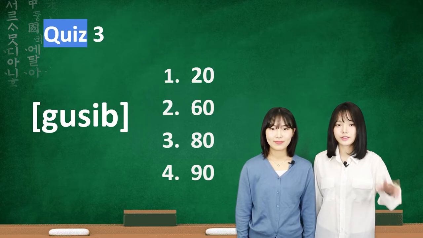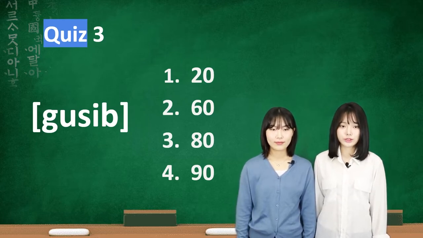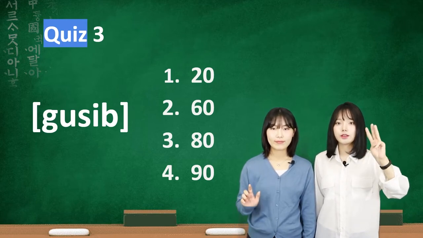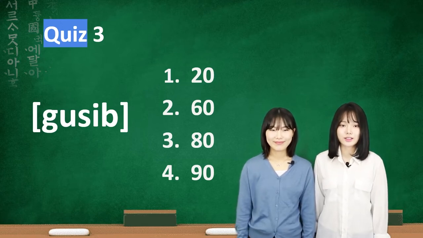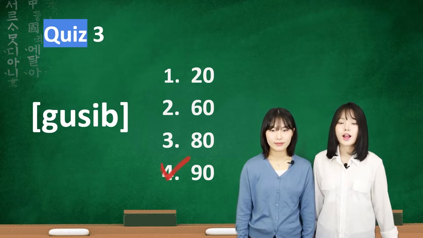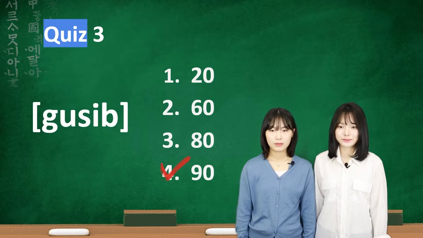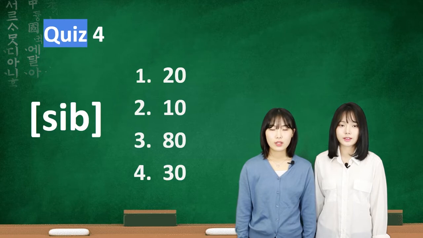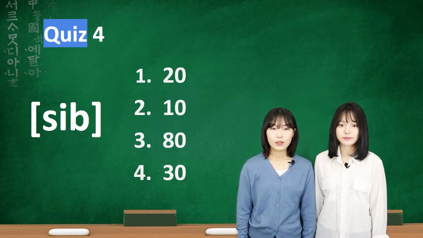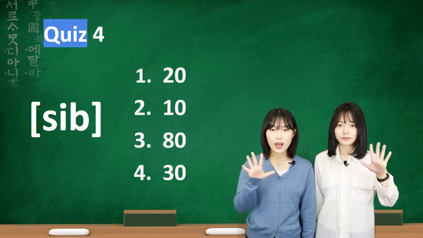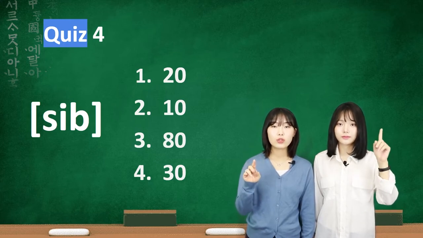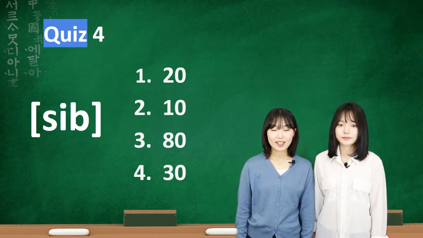Next. Question 3. 90. Which of the following is correct? 5, 4, 3, 2, 1. Yes, the correct answer is number 4. 90. Good. Next. Question 4. 10. Which of the following is correct? 5, 4, 3, 2, 1. Yes, the correct answer is number 2. 10. Good job.